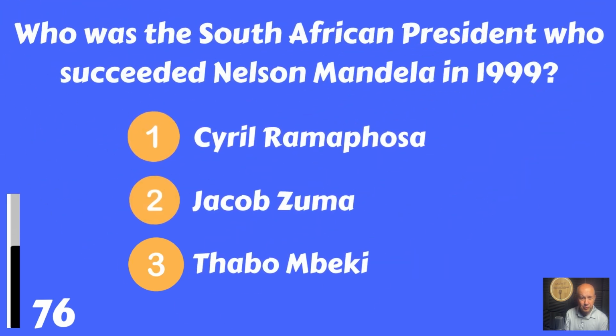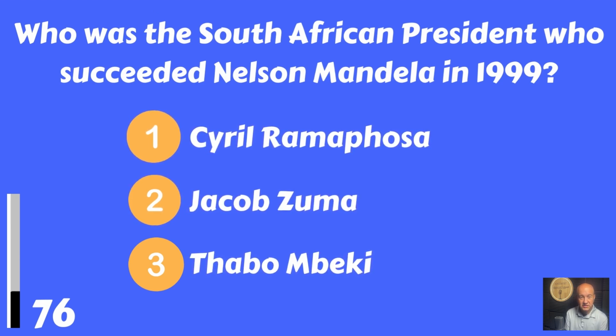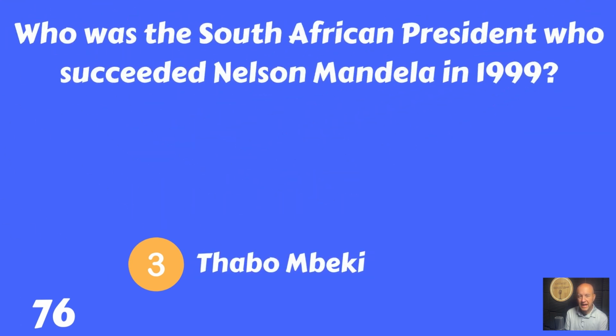Who was the South African president who succeeded Nelson Mandela in 1999? Was it Cyril Ramaphosa? Was it Jacob Zuma? Or was it Thabo Mbeki? It was Thabo Mbeki.